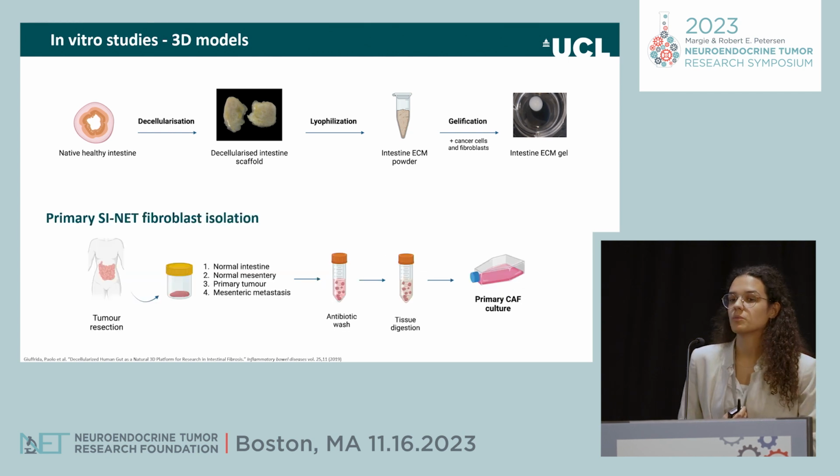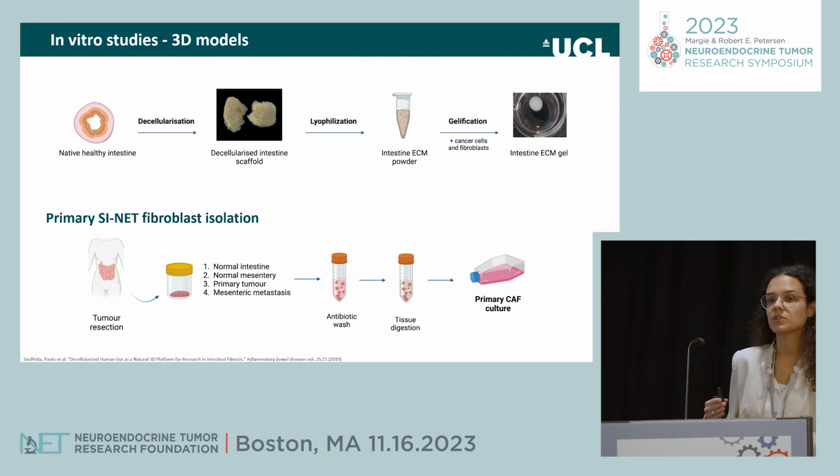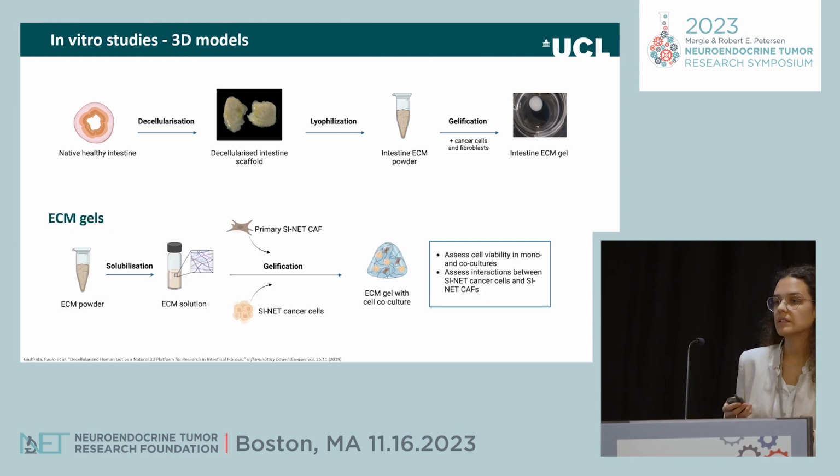We are also collecting primary fibroblasts from SINET patients, and we are currently collecting from 4 sites, which include the normal intestine, the normal mesentery, the primary tumor, and the mesenteric mass. These are washed in antibiotics first before being digested, and then we can culture the cells. And finally, the idea is once we have the ECM powder, we can make a solution and gellify it specifically with our primary fibroblasts that we isolate from the patients, and with GOT1, which is the cancer cell line that we are using, to obtain our gels.